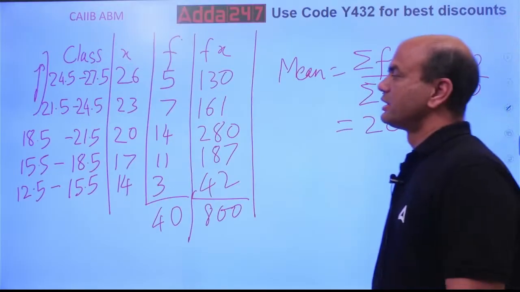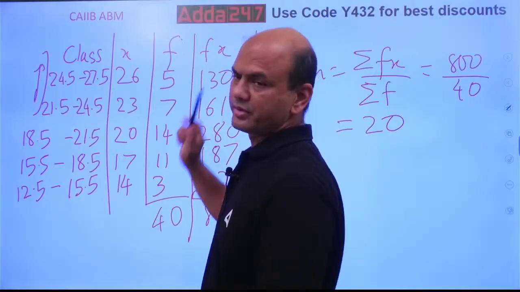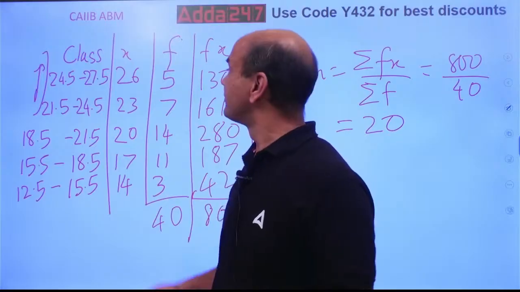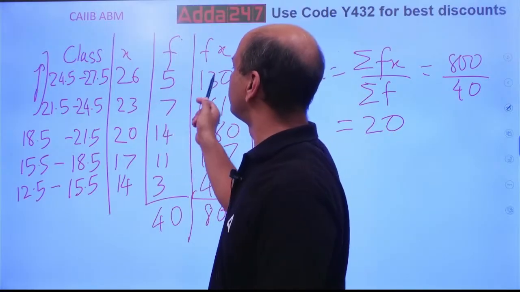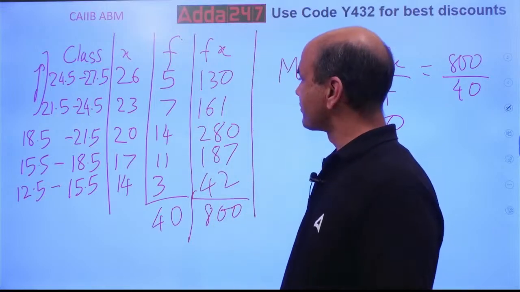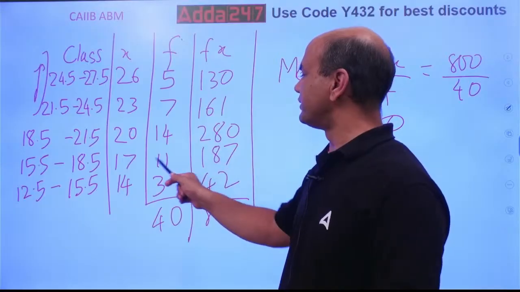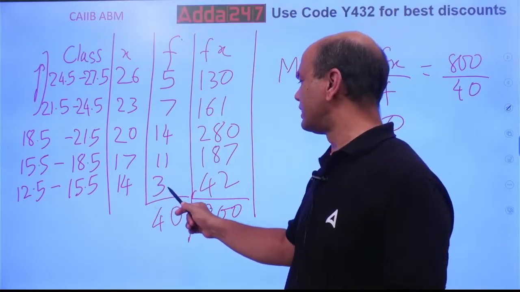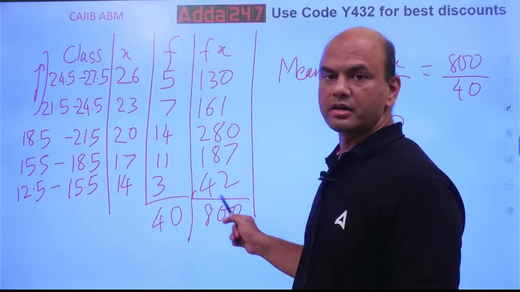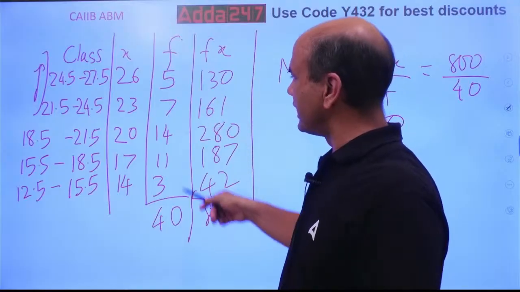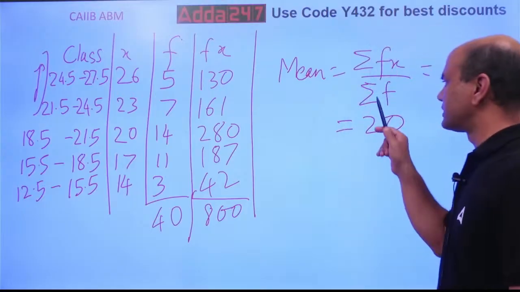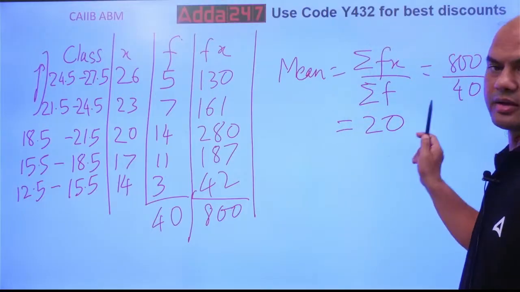Mean. Take this table, class X and F. You want Fx. What is the formula for mean? Summation Fx upon summation F. So Fx, 26 into 5, 130. 23 into 7, 161. 14 into 2, 280. 17 into 11, 187. 14 into 3, 42. Add, summation Fx, 800. Summation F, add this, 40. Okay. So mean is what? Summation Fx upon summation F. 800 upon 40, 20.